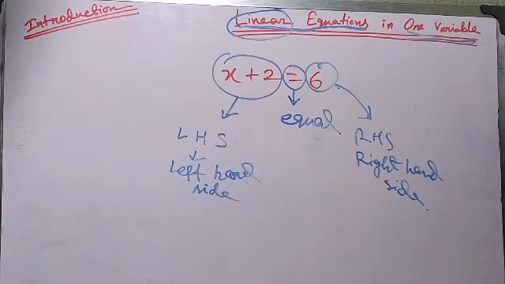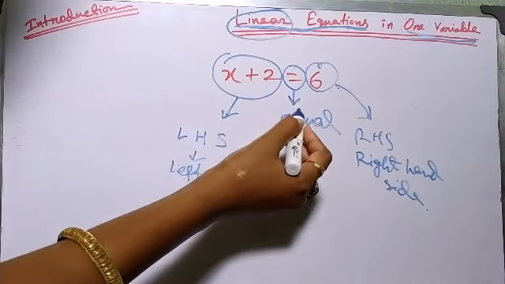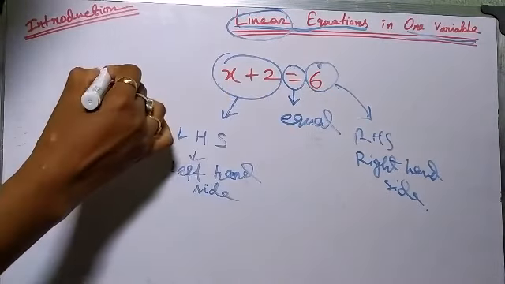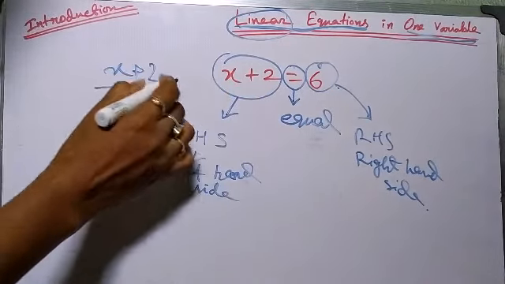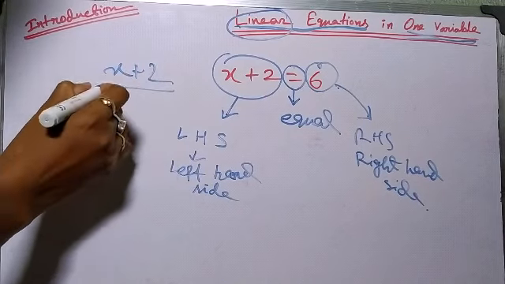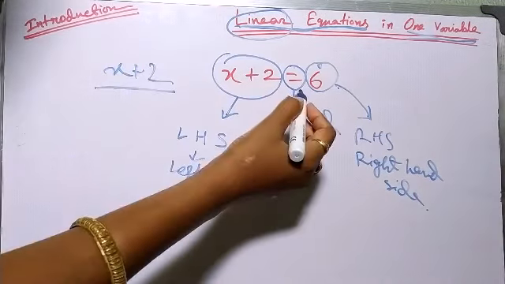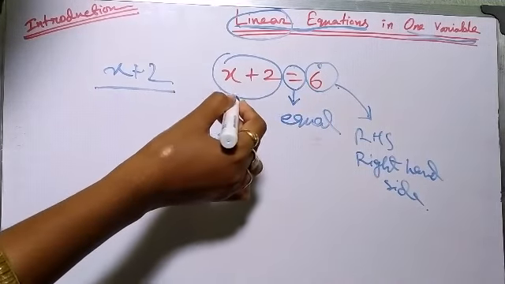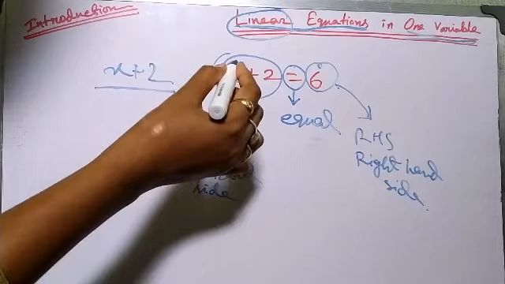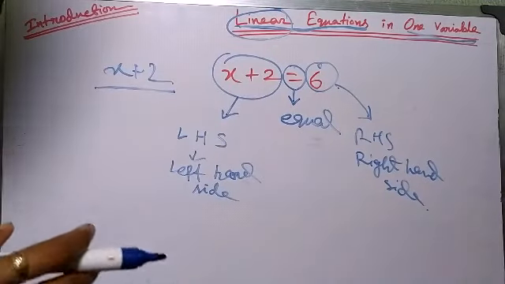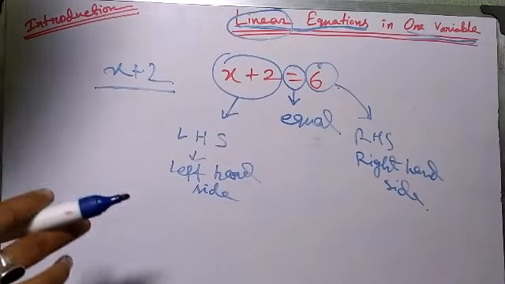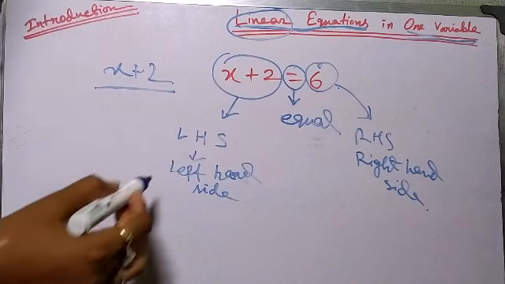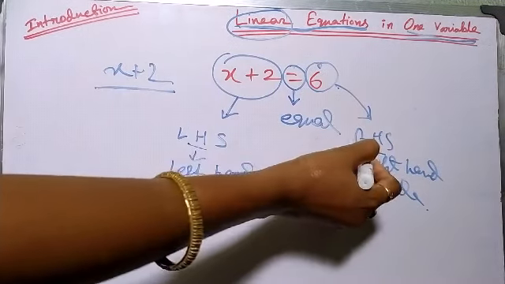So in this, x plus 2 is the expression. When it is written with this equal sign, then it will be an equation. And in an equation, obviously there will be two sides. One is LHS, another one is RHS.